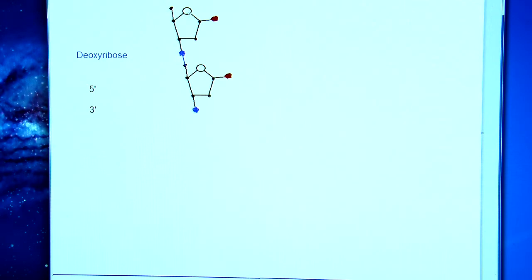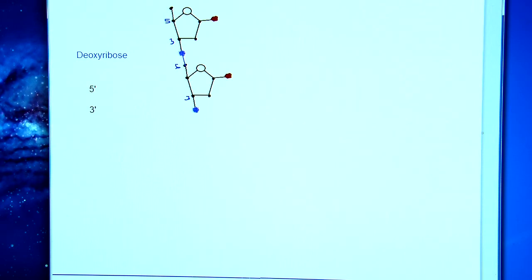The structure here is oxygen. Here's carbon number 1, carbon number 2, 3, 4, and 5. So your carbon number 5 is right here. Your carbon number 3 is right here. Now, this continues on. So this will always be carbon number 3 on this side. There'll always be carbon number 5 on this side, right here. Okay?